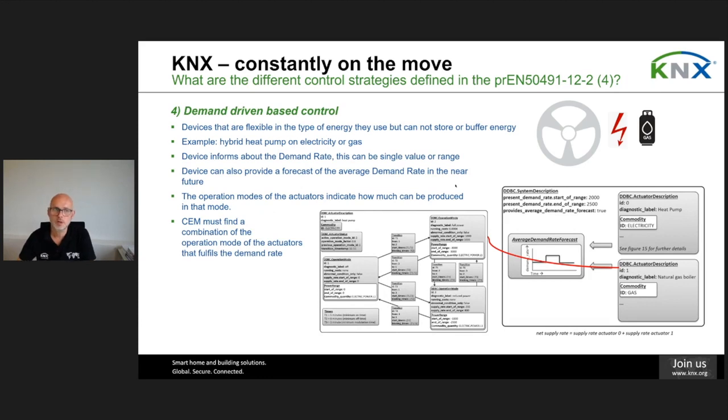Okay, the fourth control type is the so-called demand-driven based control. This is ideal for devices that are flexible in the type of energy they use, but for those that are unable to store or buffer energy. Meaning, you could, for instance, have a device or a hybrid heat pump that can work on electricity or gas.